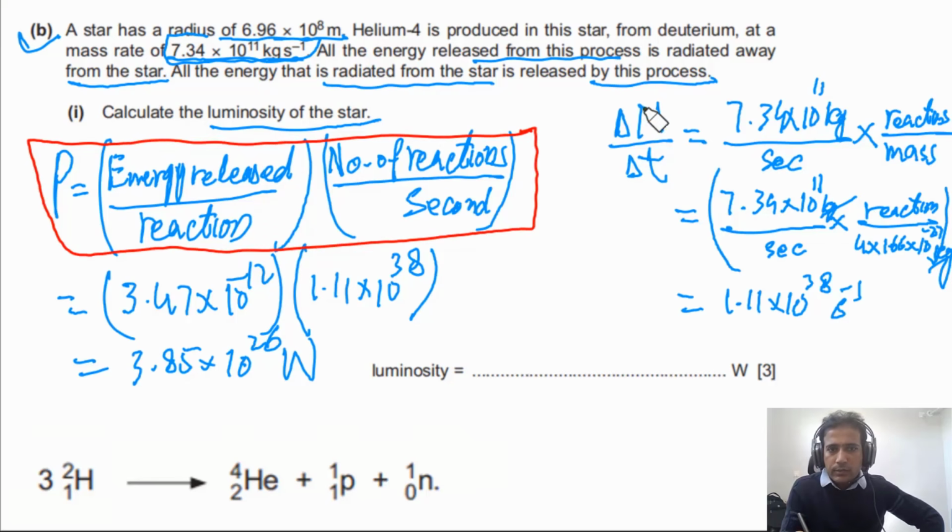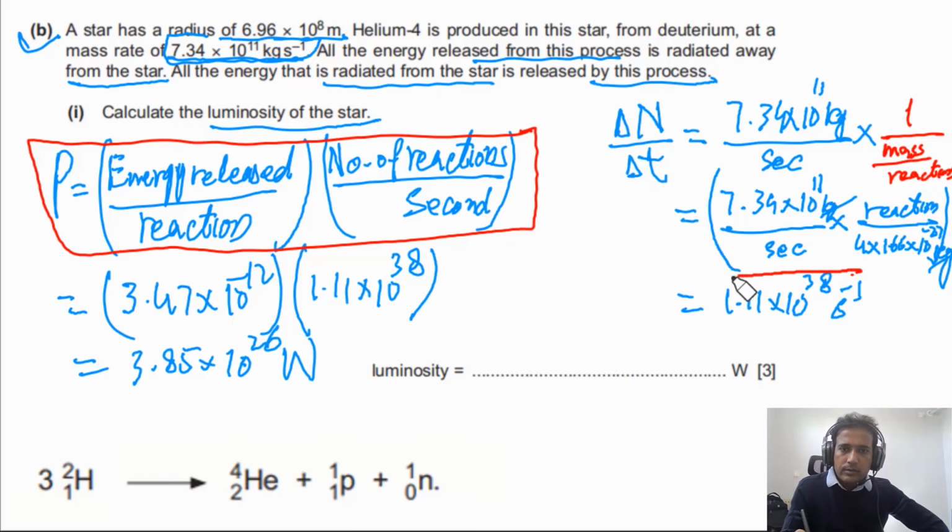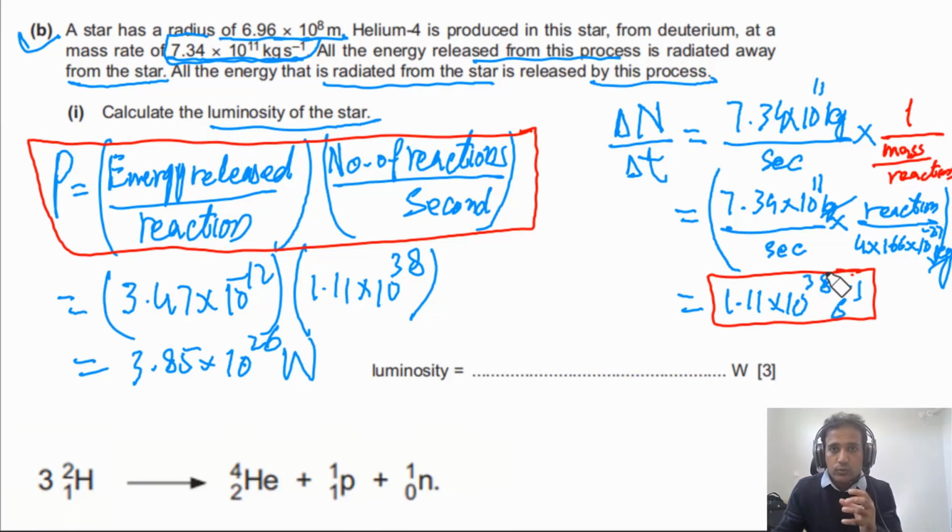So here I have written number of reactions per second. We have mass per second, how many kgs are released in 1 second, and we have the mass released in one reaction. So I have written mass released per reaction. You can also say this is 1 over mass per reaction. If you understand it this way, it is better: mass per reaction, and then we get number of reactions per second, multiply, and we can find the answer. So the approach you need to understand.